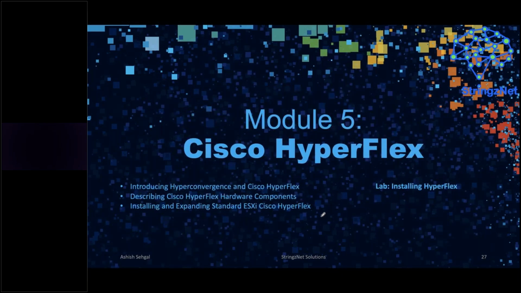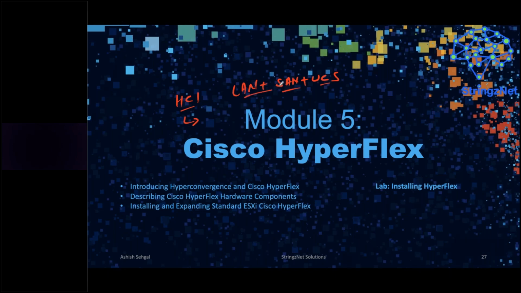And here comes module number 5, Hyperflex, which is nothing but an HCI solution, hyper converged infrastructure solution. As I said, this is a combination of LAN, SAN, and UCS, 3 technologies merged together.